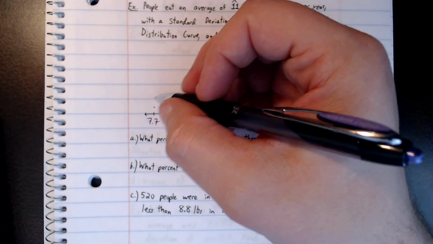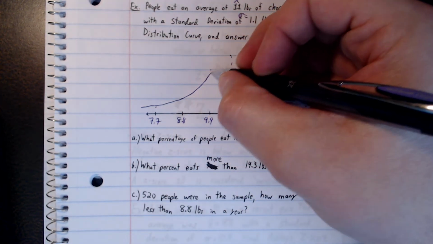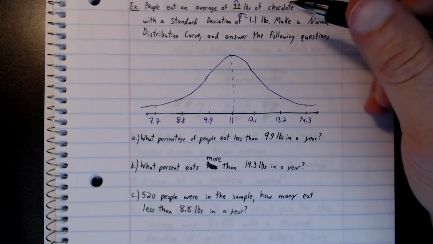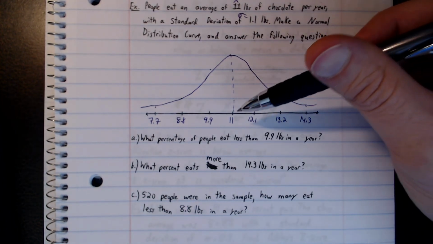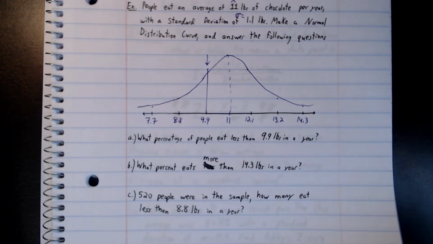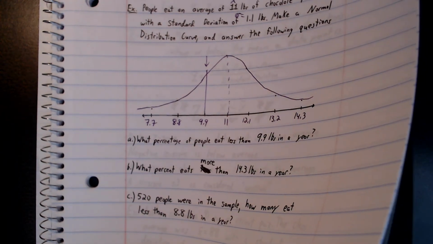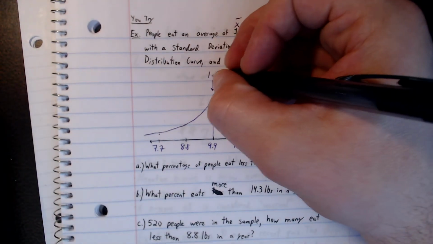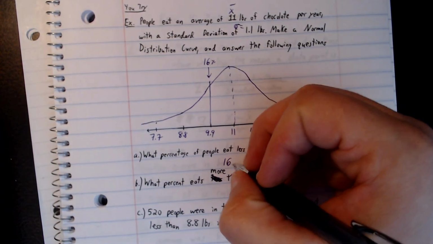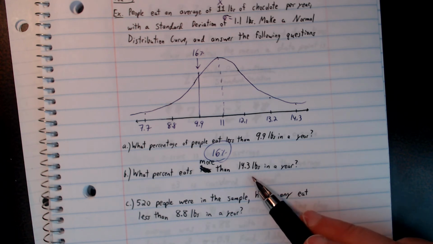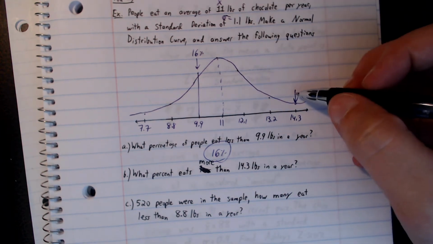Okay, and then again the curve, just do your best to draw it out. I put little dots beforehand to kind of help. Doesn't really matter. All right, so let's see. What percentage of people ate less than 9.9? So here's 9.9. Real quick, just flipping back here. Looks like that's where the 16% was. What percent eats more than this? 14.3. So here's 14.3.